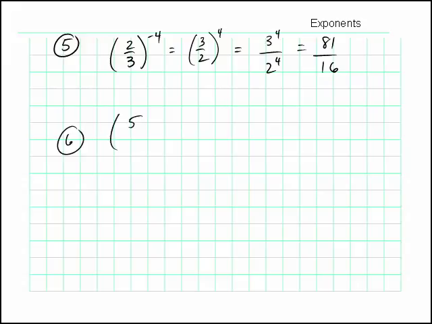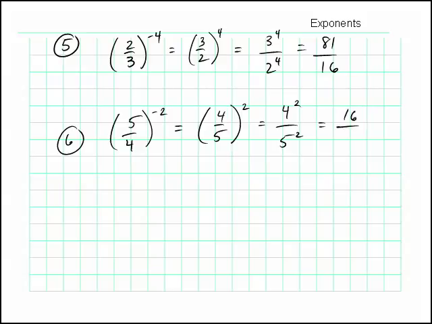This one is similar. 5/4 to the -2 power. This is equivalent to 4/5 raised to the +2 power. That's 4 squared over 5 squared, which is 16 over 25.